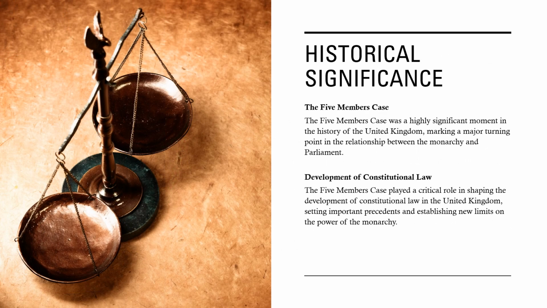Historical significance. The five members case. The five members case was a highly significant moment in the history of the United Kingdom, marking a major turning point in the relationship between the monarchy and parliament. Development of constitutional law. The five members case played a critical role in shaping the development of constitutional law in the United Kingdom, setting important precedents and establishing new limits on the power of the monarch.